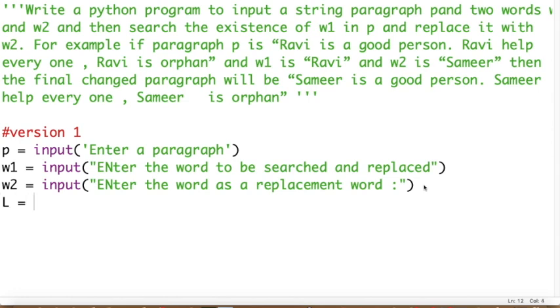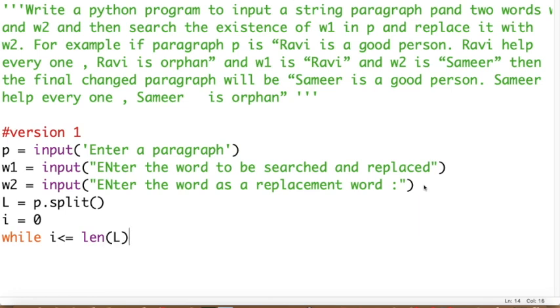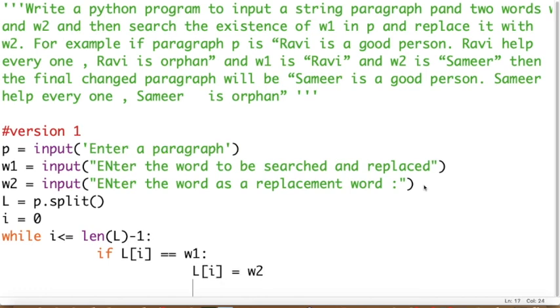Now what I will do: L is equal to P dot split. I will use the split function to split this paragraph P into a list of words. And then I will apply a while loop: while I is less than or equal to the length of L minus 1. The paragraph has been converted to a list, so the length of the list means how many words there are. If L at I, where I is iterated from 0 to the last index, is equal to W1, then L at I will be replaced with W2. It will be assigned W2, and then I will increment the index value by 1.